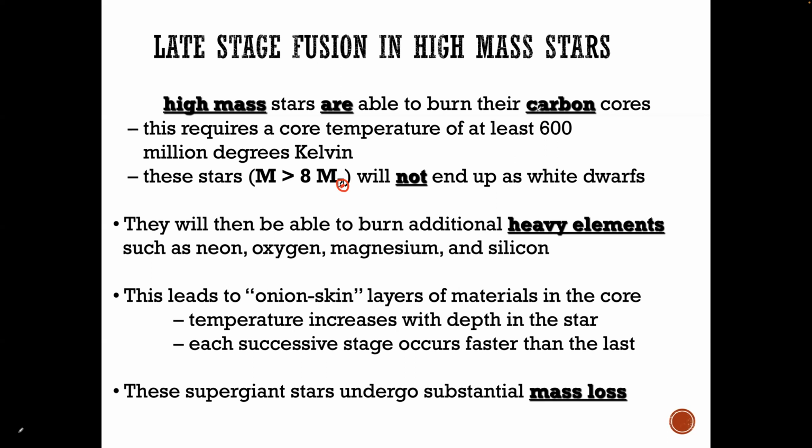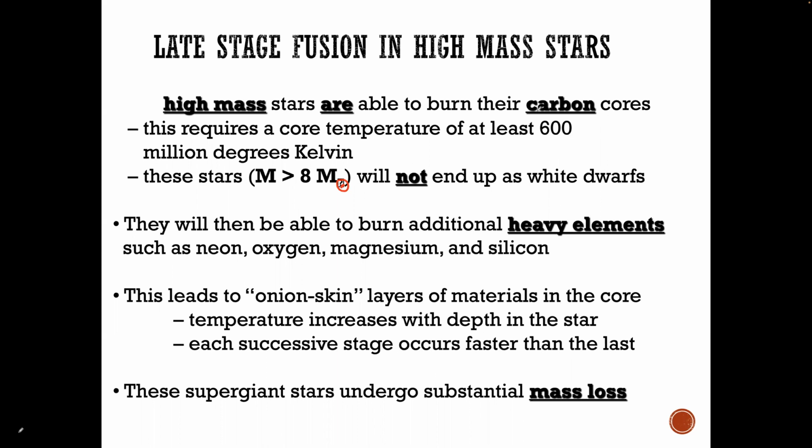So which means that you have carbon at the center, and then you can create enough temperature to fuse carbon into other heavy elements. So this is what happens for these high mass stars, right? Because of that, these high mass stars will not end up as white dwarfs. What would happen is, they will continue to make these heavy elements at the center, such as neon, oxygen, magnesium, and silicon. Those kinds of heavy metals will be created at the central region of these high mass stars.